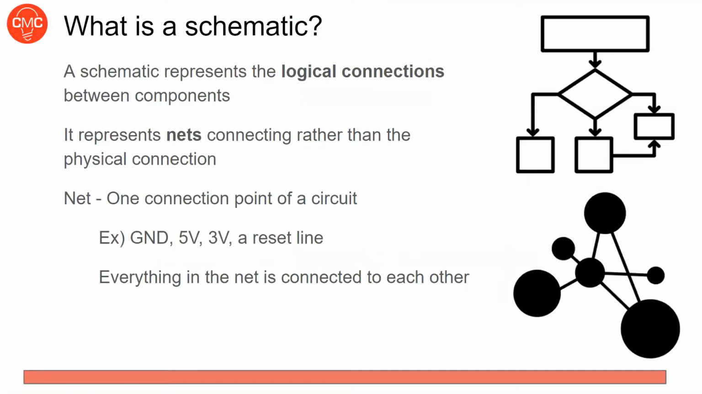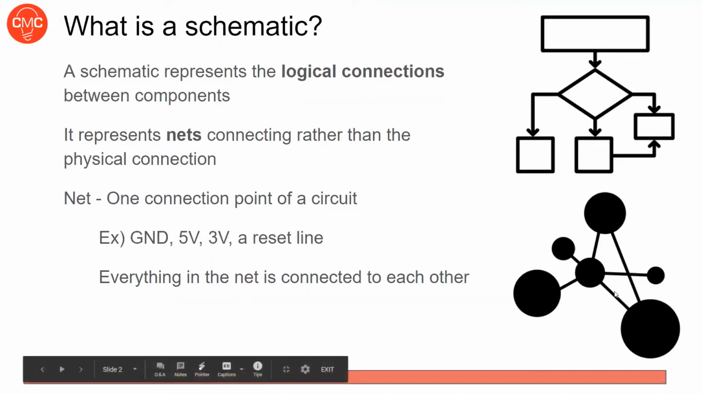So what is a schematic? A schematic represents the logical connections between components. So it represents nets connecting rather than the physical connection. So this could be a ground connection or 5-volt connection or reset line. Anything that is connected to each other is in the net. So this would be one net, and this would be one net, and if these are connected to the same thing, this would all be on one net. We'll show some on actual schematics too.